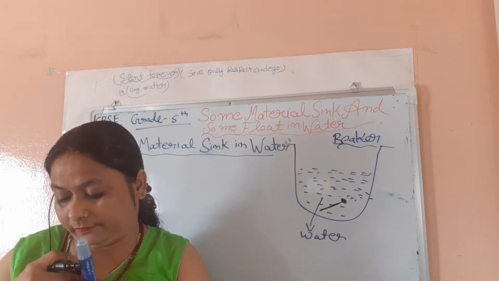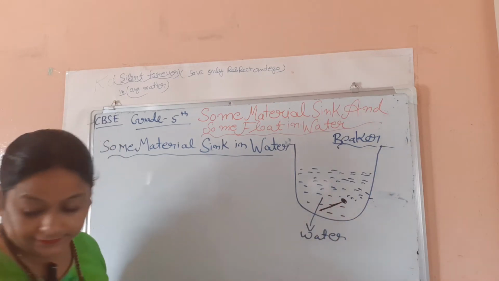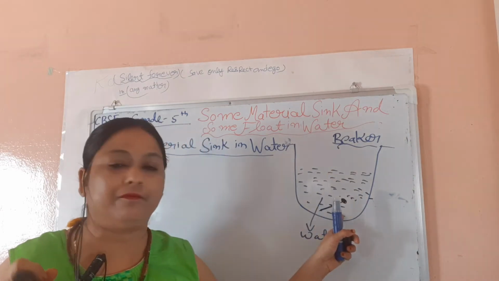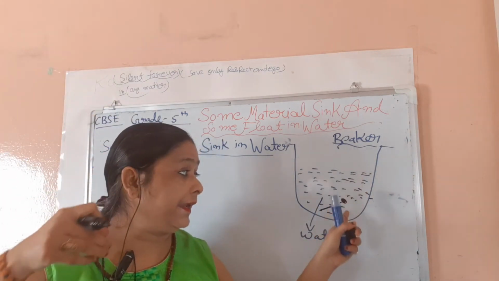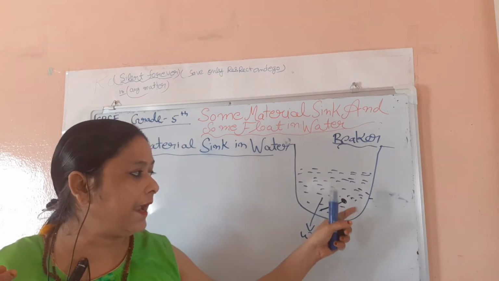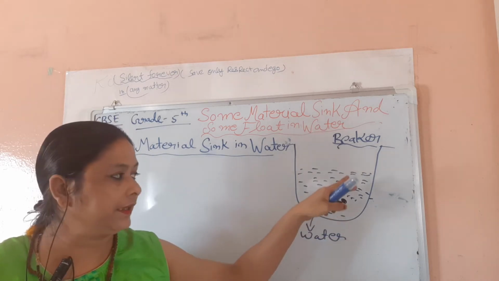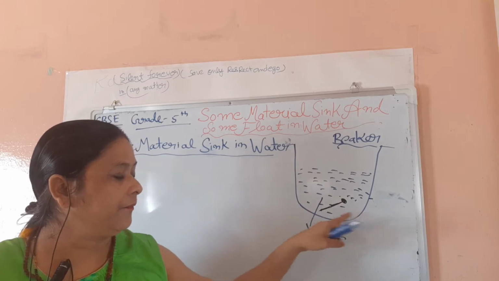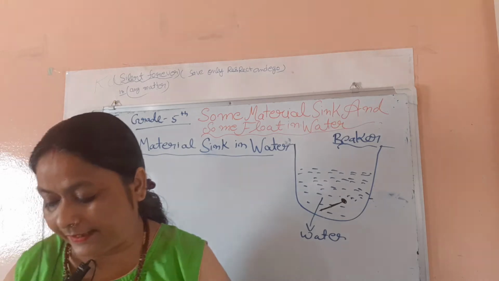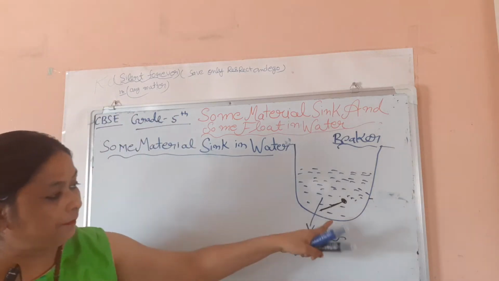Okay, drop the iron nail in it. Then what happens, does the iron nail sink in water? When we put the iron nail in the beaker, this experiment shows the iron nail settles down in the beaker. The iron nail sinks in water and settles down at the bottom of the beaker.